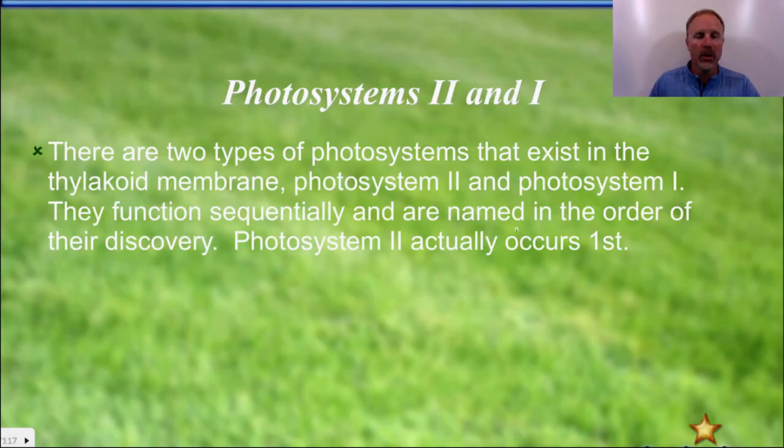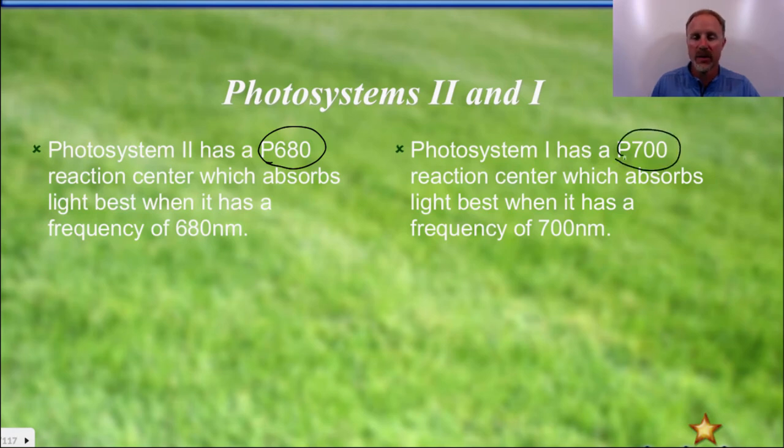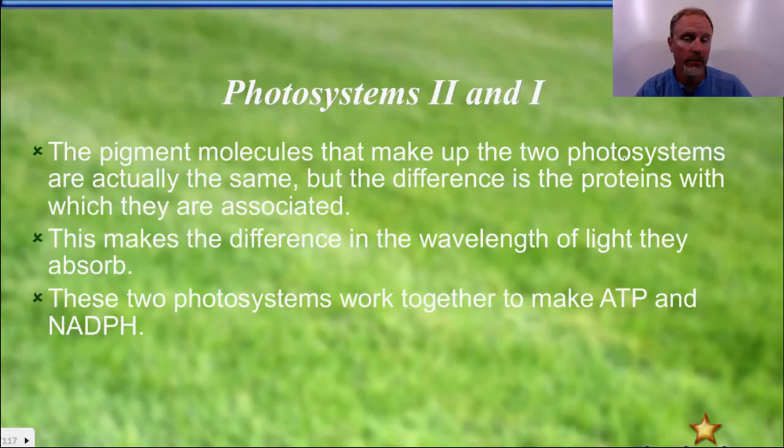There are 2 types of photosystems. We said they're named in the order of their discovery, photosystem 2 and photosystem 1. They each absorb light most optimally at a particular wavelength. P680 absorbs at 680 nanometers, and P700 at 700 nanometers. That light is what allows these photosystems to work. They're basically the same thing, with slightly different absorptive capabilities.